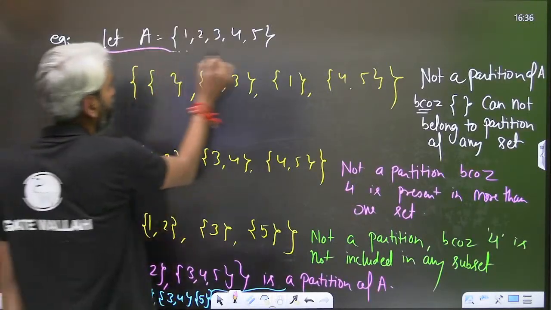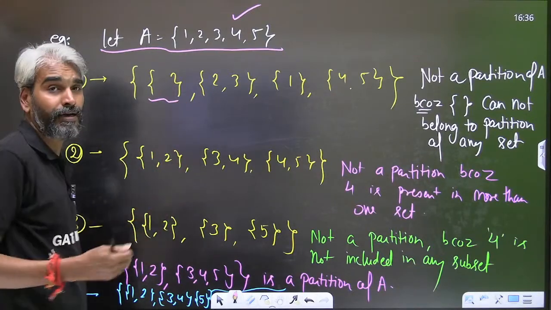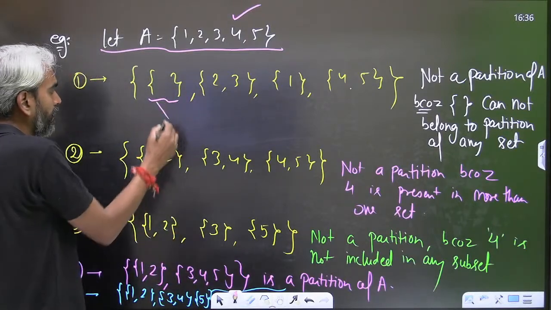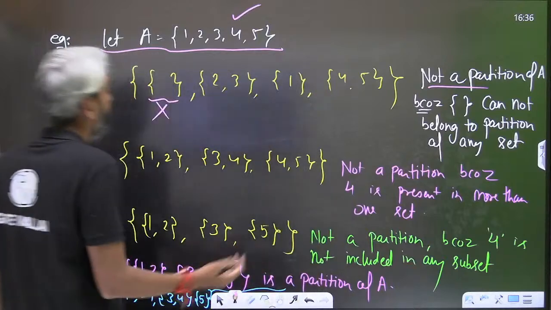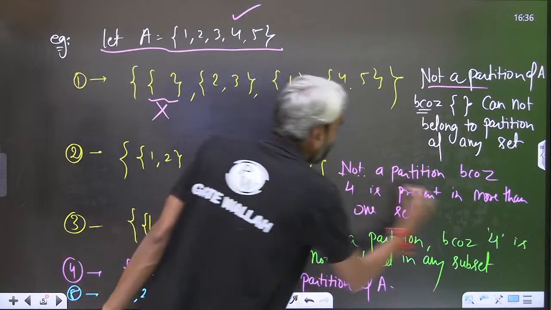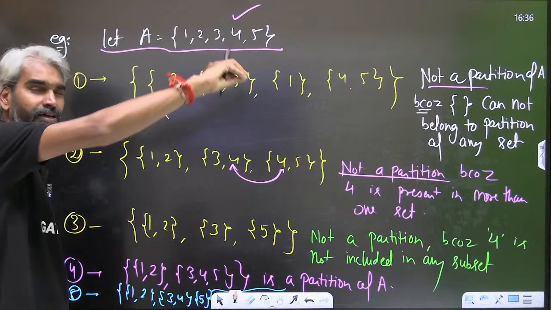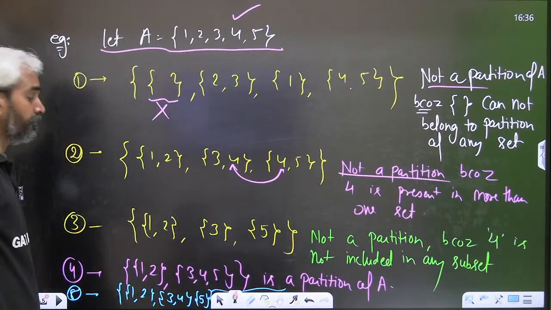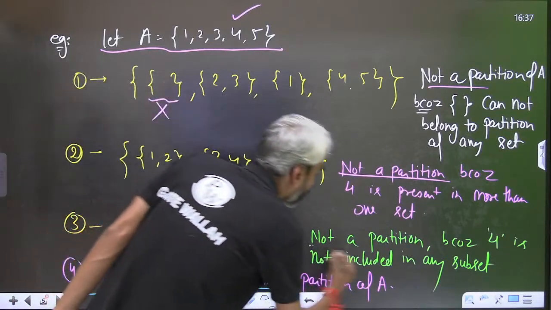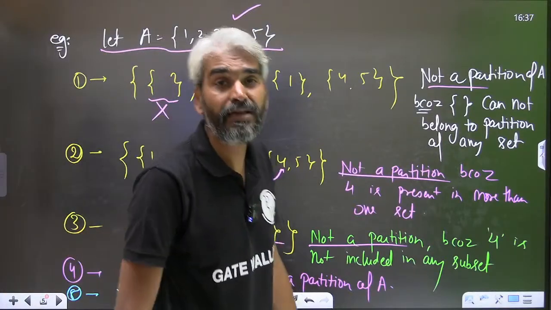I gave you an example: let's assume {1, 2, 3, 4, 5} is a set. Then I said that the empty set cannot be an element of the partition. So this is not allowed, therefore it is not a partition. Similarly, an element cannot be present in more than one set. The element 4 is present in multiple sets, therefore not a partition. Similarly, it should not happen that any element of the set is left out, that is, not present in any of these sets. Here element 4 is not present in any of the subsets, therefore it is also not a partition.